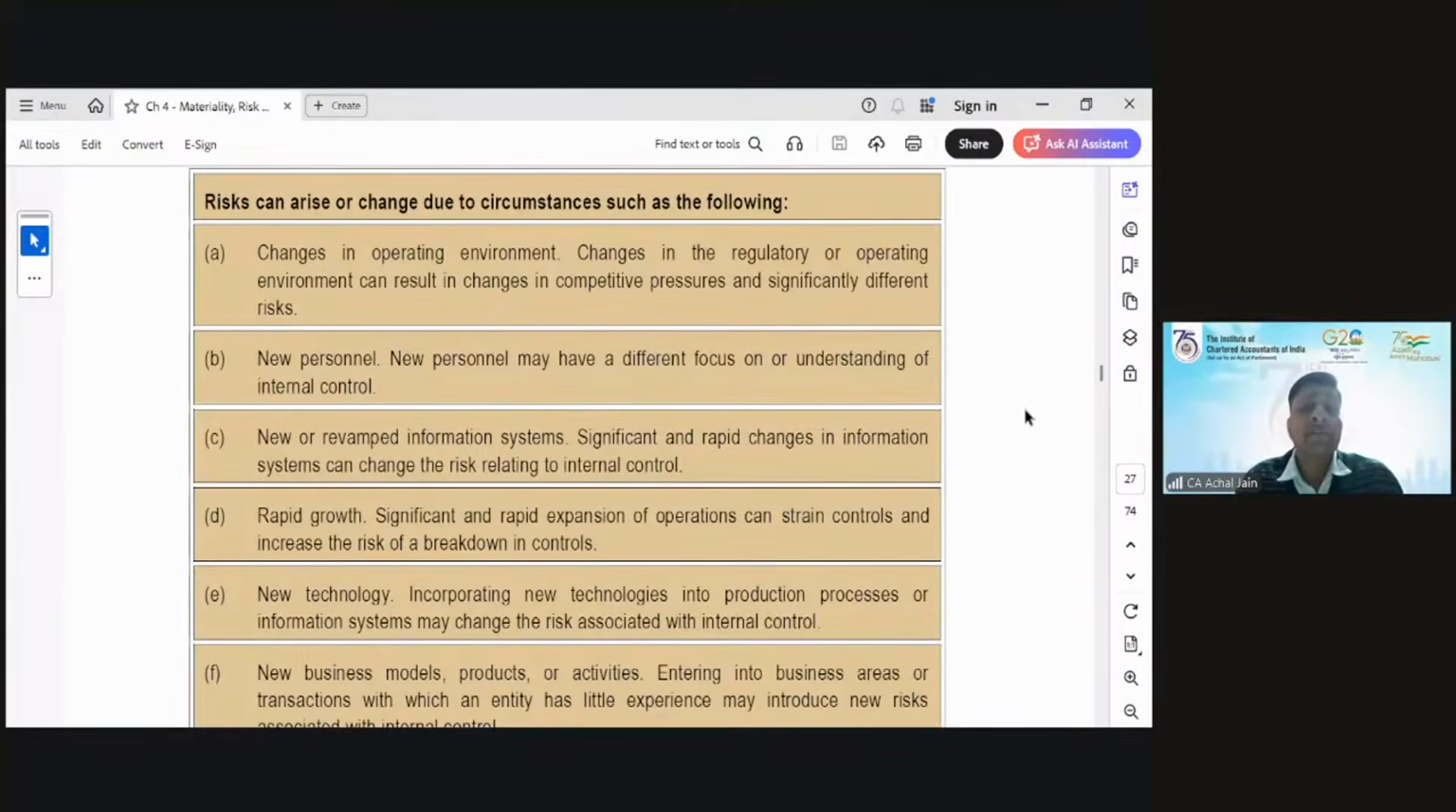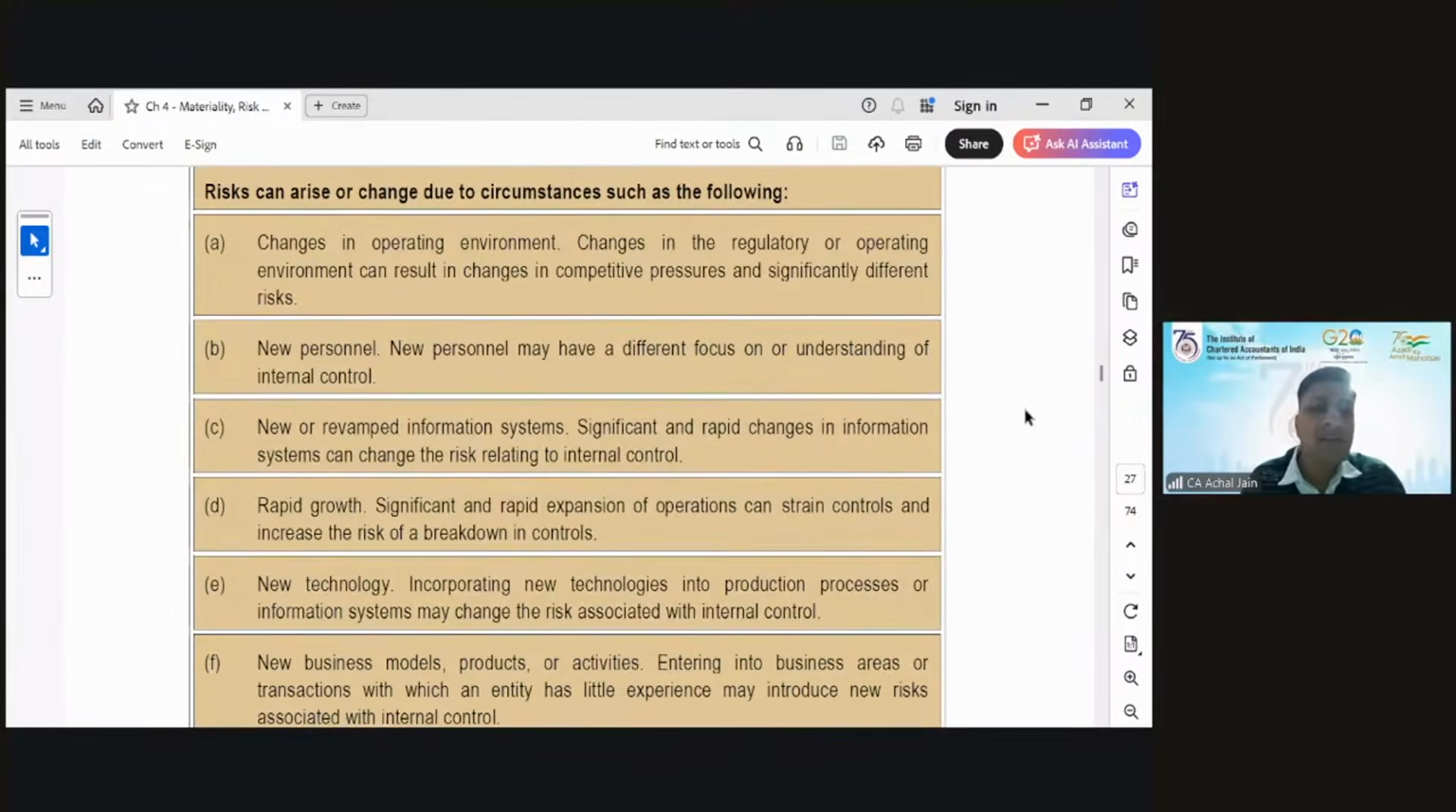New personnel may have a different focus, or a different approach altogether, or different understanding. New or revamped information systems. So let's suppose the entity has set up a new system. Maybe they have implemented a new ERP. So earlier they were following Oracle, now they are using SAP. This will again bring in a different set of requirements, and therefore different types of risks will now be attached to this new system. Similarly, new technology, rapid growth, so these are some of the examples.